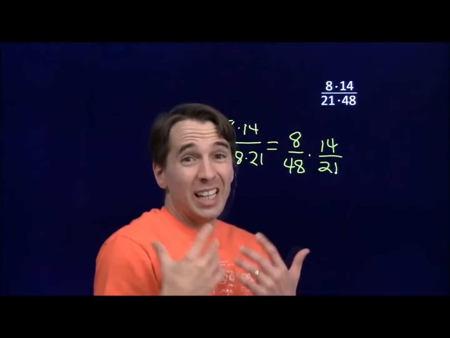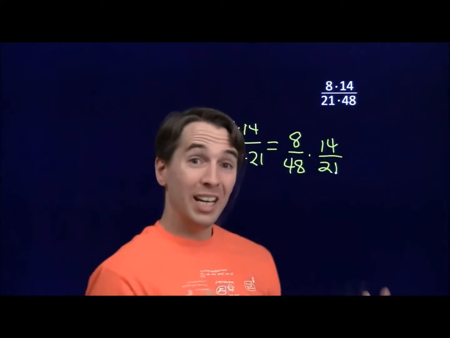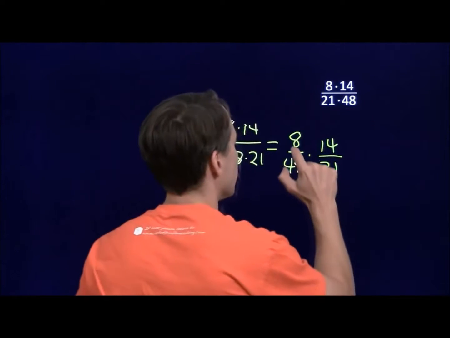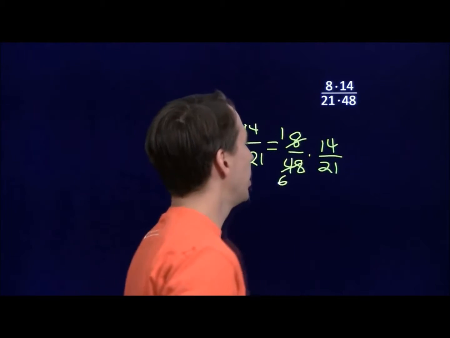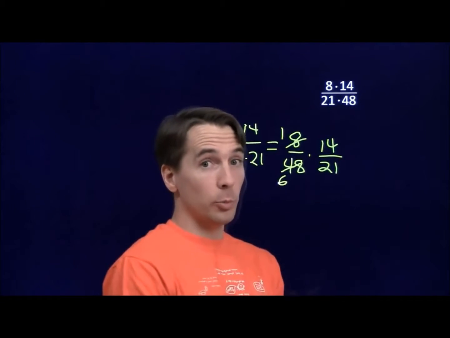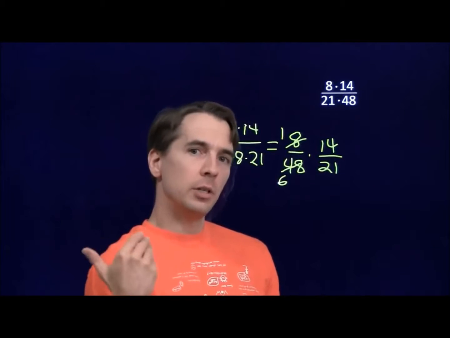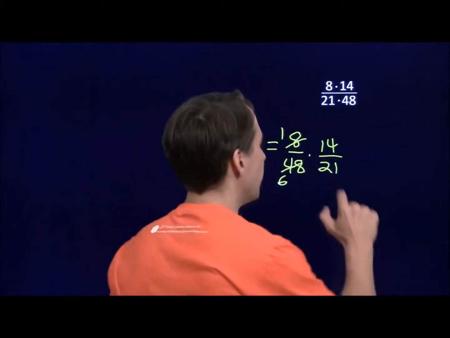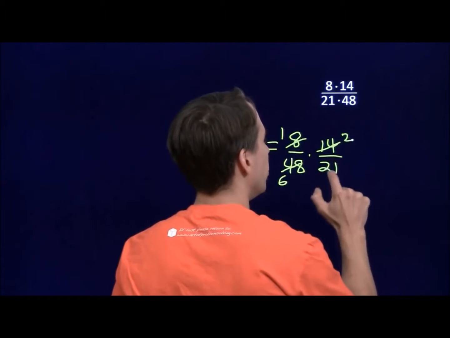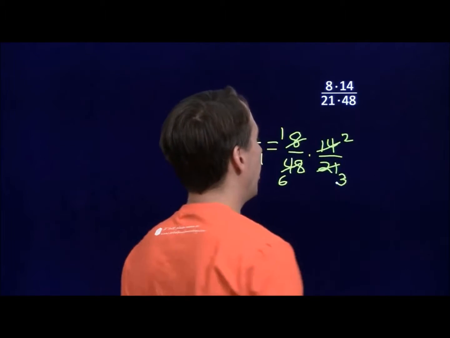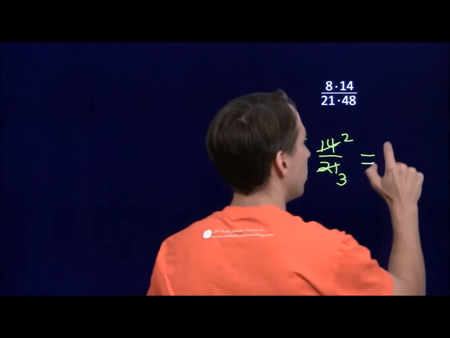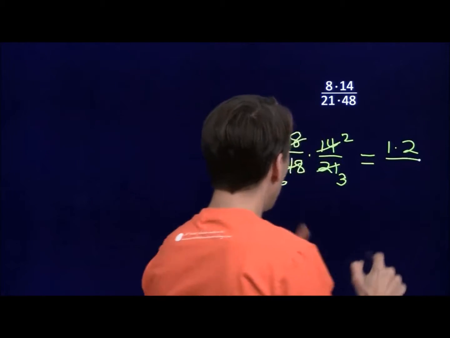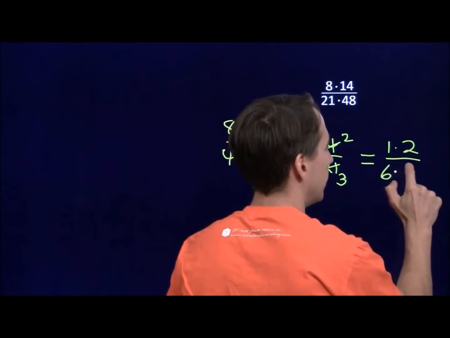We see 8 over 48, 8 is just 1 times 8. 48 is 6 times 8. We cancel out those 8s. We'll have a 1 in the numerator and a 6 in the denominator. 14 over 21, those are both multiples of 7. 2 times 7 over 3 times 7. Cancel those 7s, and we're left with 2 in the numerator, 3 in the denominator. Okay, so now in the numerator, we just got 1 times 2. And on the bottom, we've got 6 times 3.